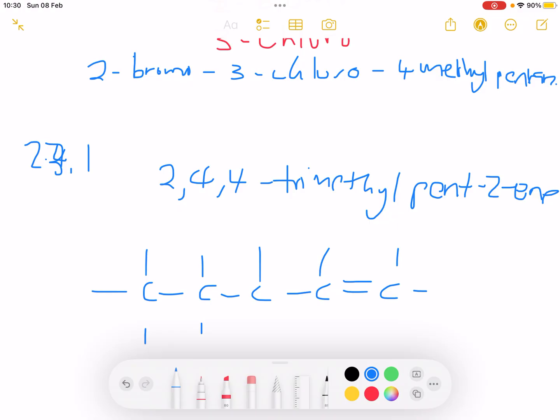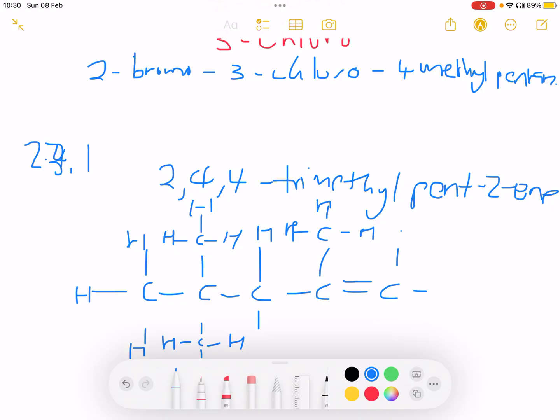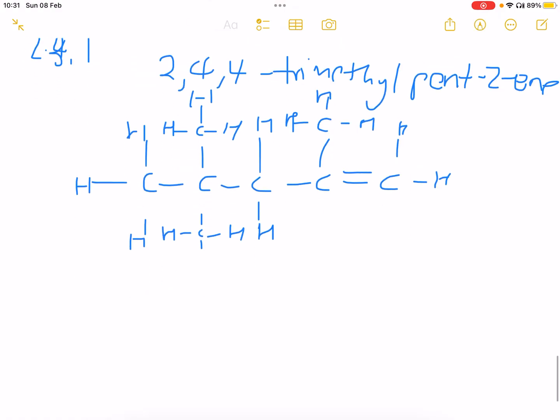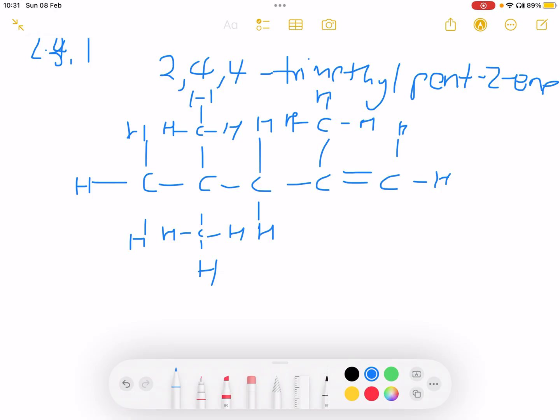And at carbon number 2, there is a methyl group, and at carbon number 4, a methyl group as well. Now the rest of the structure, you fill it up with H's. Make sure you count the number of hydrogens that you have drawn. See, I'm missing one here, so I would lose a mark for the whole structure.